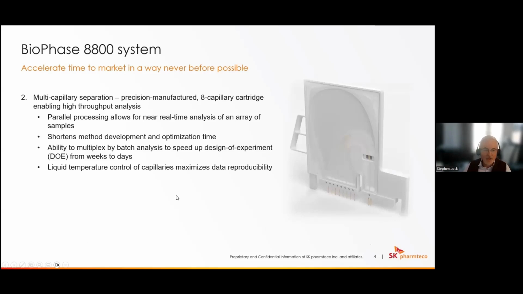Now, as I mentioned, it's a multi-capillary system. So rather than running one sample at a time, you actually run 8 samples at a time. And this really helps for parallel processing samples and to improve speed of analysis. This is specifically important when you're dealing with process samples, when we may have many to run at one time, which is a bit different for dealing with quality control samples.